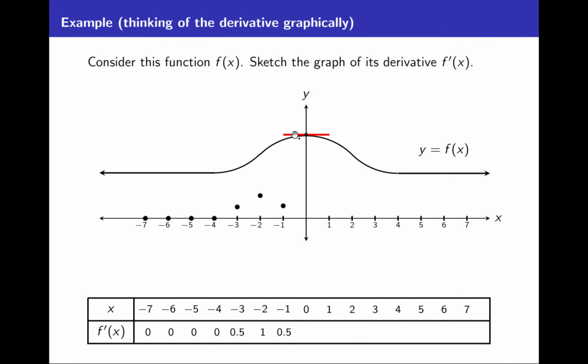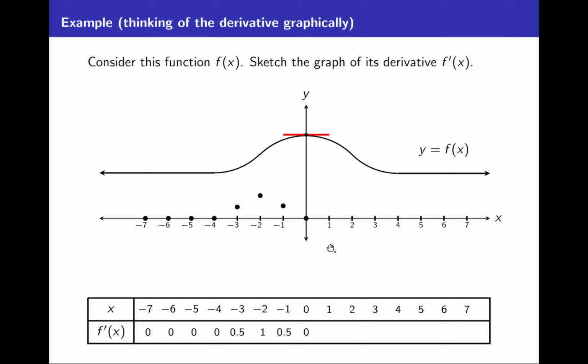Now we have x equals 0. And look at this. The tangent line to the graph of y equals f of x is horizontal. Its slope is 0, telling us that f prime of 0 is going to be 0. So we plot the point 0, 0.